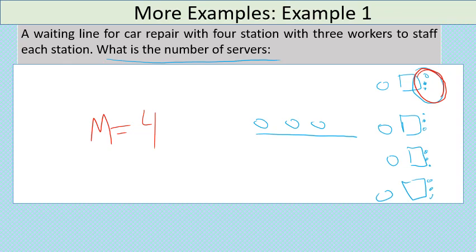This is very important. It's a bit of a trick question. A lot of students might be tempted to say it's 12, but remember we have to think about the number of customers at the server, not the number of servers in that station. So there's only one customer being served, even if it's served by 4 or 5 or 6, it still counts as one server.